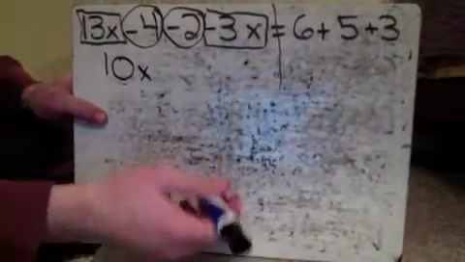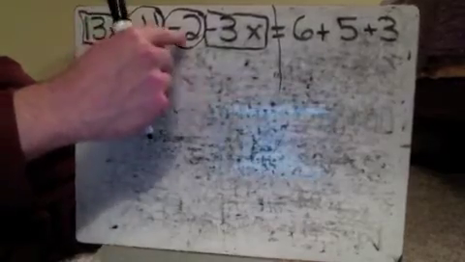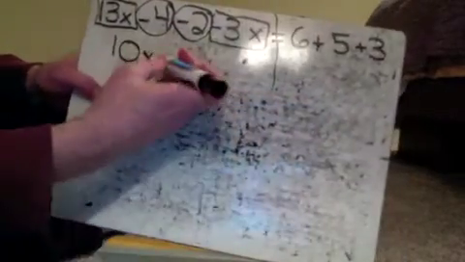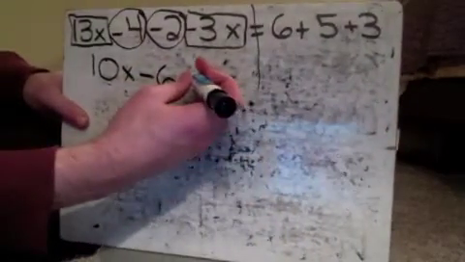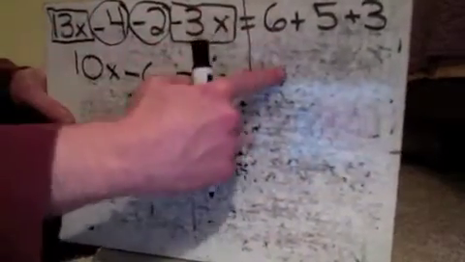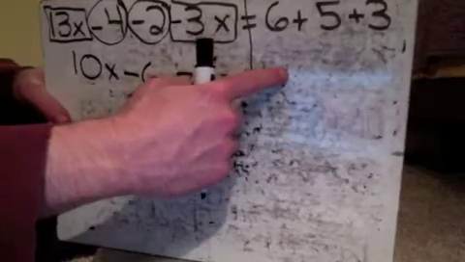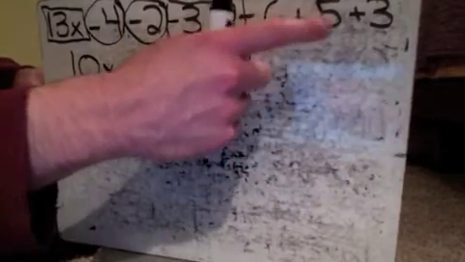Okay. I can put together the negative 4 and the negative 2 that are regular numbers and just make negative 6. Now, on my other side, equals, these are all just regular numbers, so I can put those together right away. 6 plus 5 plus 3, 11 and 14.